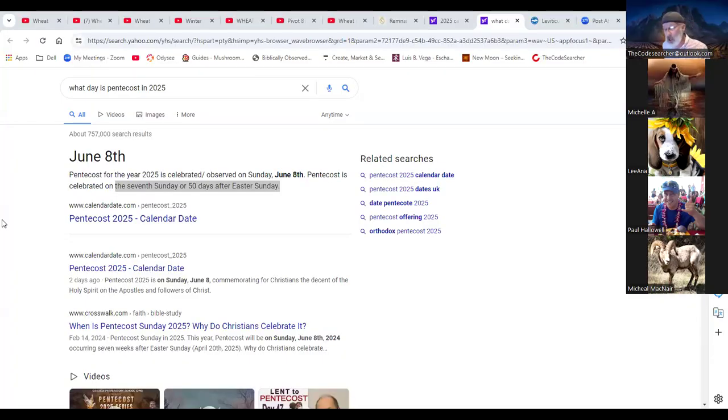Pentecost for the year 2025, and it changes every year, is observed on Sunday, June 8th. And it's celebrated the 7th Sunday from 50 days after Easter. You know when Easter was? Yesterday. Right? So they're counting 50 days, and that'll put them in June 8th, which is okay. You could possibly get some wheat there, but it's stretching it, okay? I'm going to show you that in just a moment.